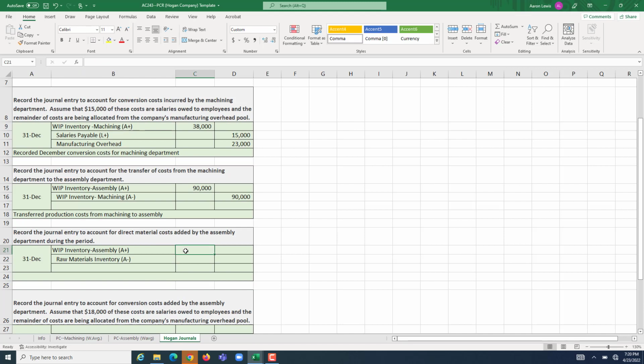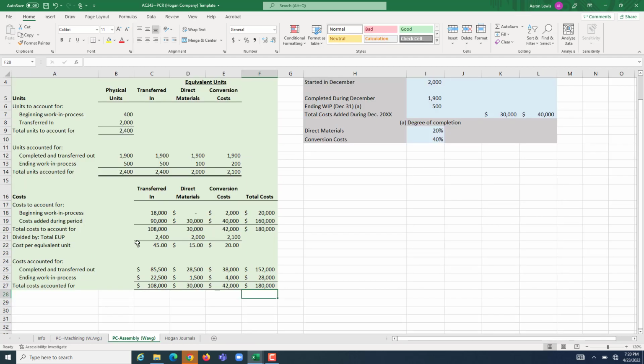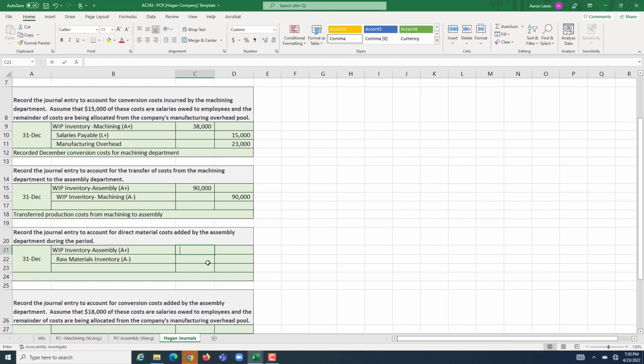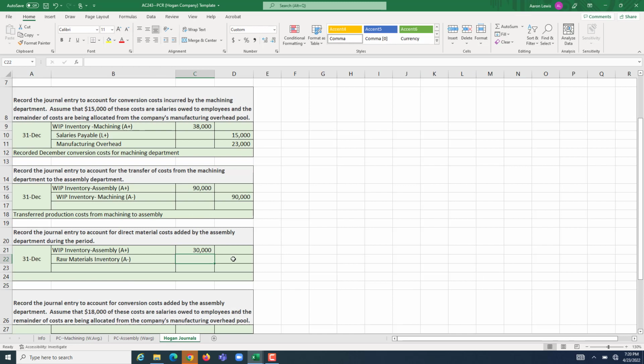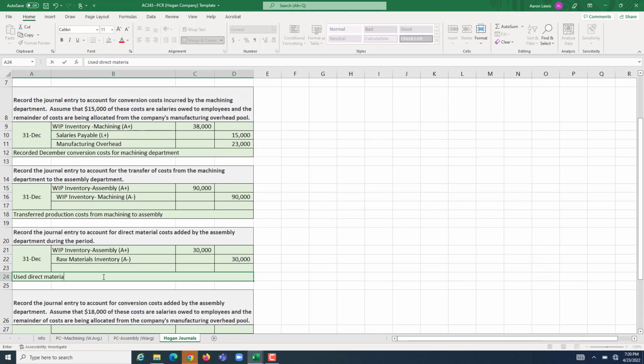How much did we add for materials in this department? Well, if we go back to our info for our assembly PCR, we see that the amount of direct materials which was added during the period is $30,000. So that entry is going to be for that same 30 grand. And we used direct materials in production one more time.